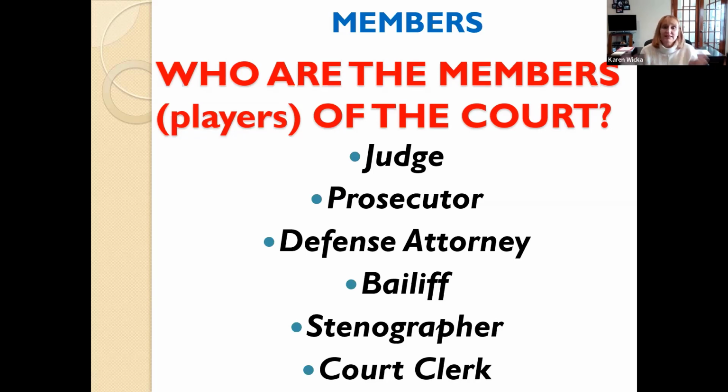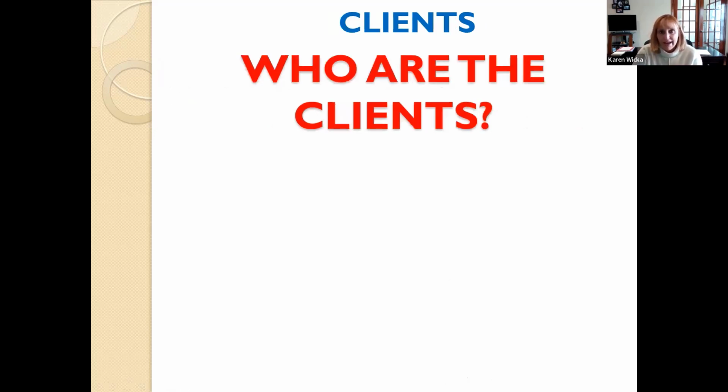And now, obviously, there's lots and lots of other people. You have court officers, and there's lots of people that are in the courtroom. But for our purposes, this is the basic members of our court system when you're talking about the criminal justice system. Okay, so now we have to think about who are the clients in the court system. Who does the court exist to help?